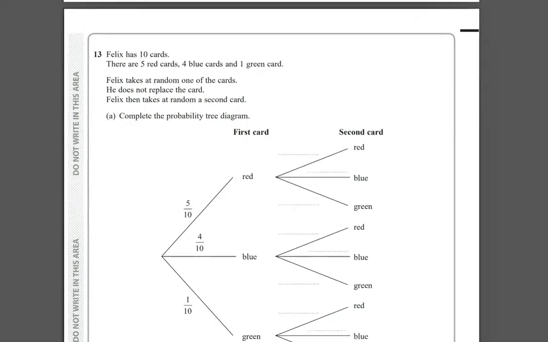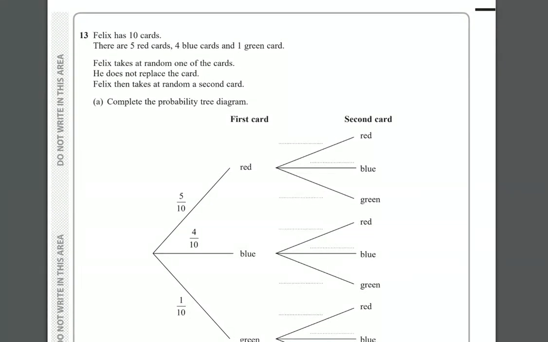Okay. Felix has 10 cards. 5 red, 4 blue, 1 green. Felix takes at random one of the cards. He doesn't replace it. Felix then takes a second random card to complete the tree diagram. So going along here, he's taken out a red card. How many reds are there? Well, there's now only 4 reds because he's taken one out. Out of how many cards? Well, there's only 9 cards. How many blues are there? Well, there are still 4 blues, out of 9 cards, and there's still 1 green.